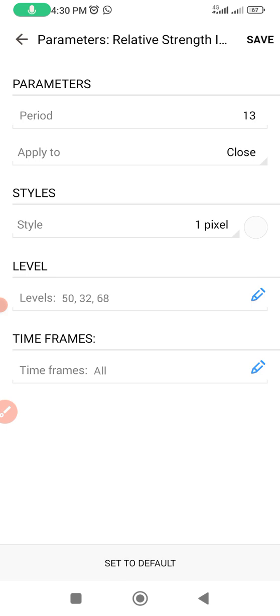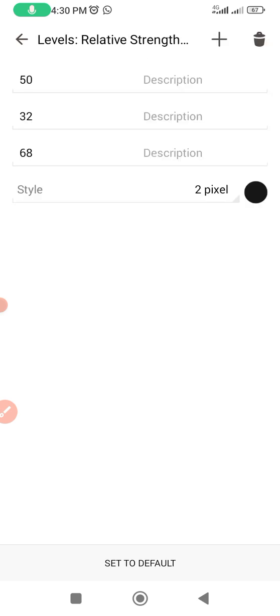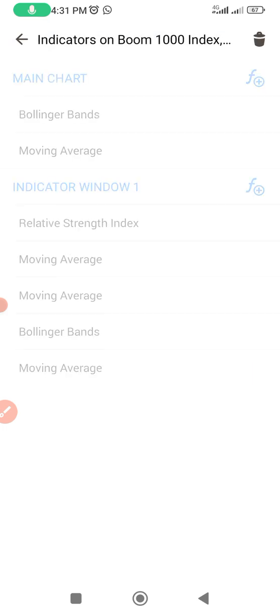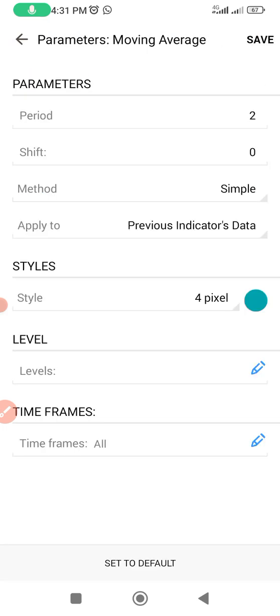Then we have our relative strength index, which is our indicator window, and this is the Traders Dynamics Index. The period is 13, you apply to close. The style is 1 pixel, and then the color should be the chart, that is your background color. If it is black, you change it to black. If it is white, just as mine, you leave it at white. Then you have your levels, your 50, your 32, and your 68. Then you save.